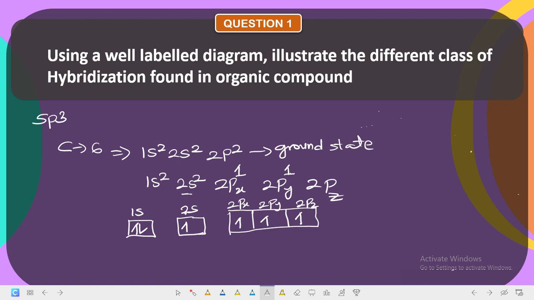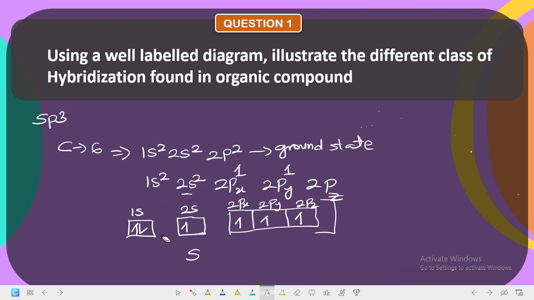So, at this state, carbon can what? Hybridize. Now, in sp3 hybridization, one s orbital, which is from this 2s... Now, you should take note of something: in hybridization, it is only the outer orbital or outer shell that goes into the hybridization. It's only the outer shell that goes into the hybridization. This is not an outer shell. I've explained what an outer shell is.